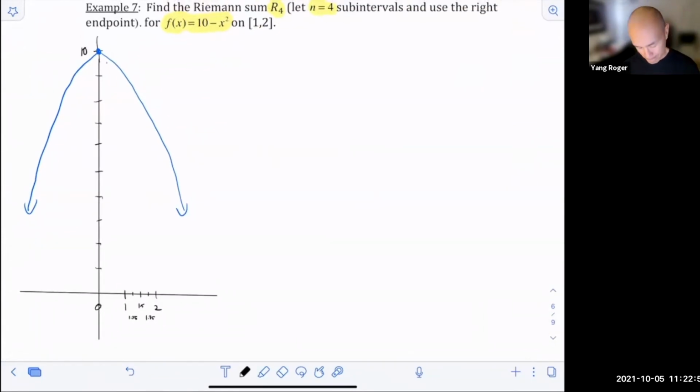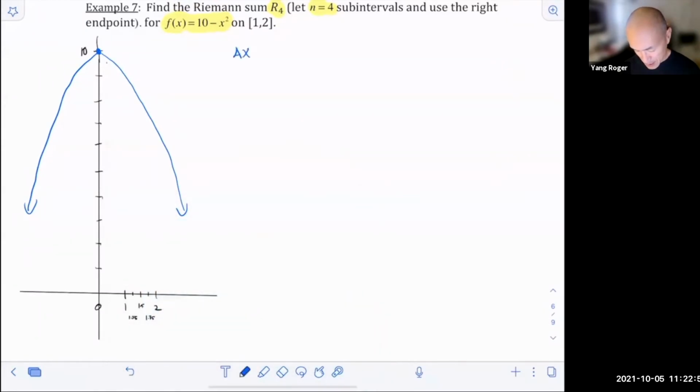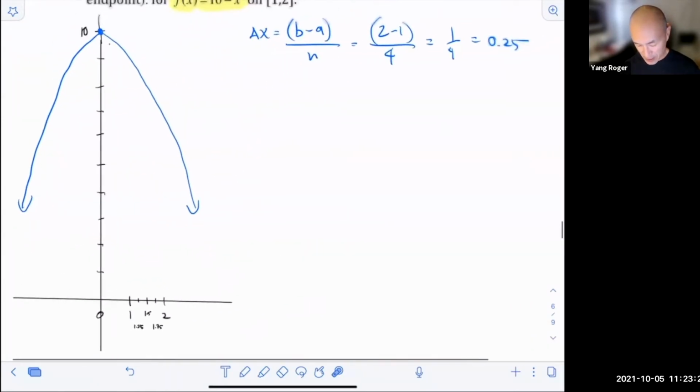Okay. Then the next thing I want to do is find my delta x. My delta x is b minus a divided by n. That's 2 minus 1 divided by 4. That's equal to 1/4, or 0.25. So that's how we could see that each of these rectangles here have a width of 0.25. Does that make sense for everybody?